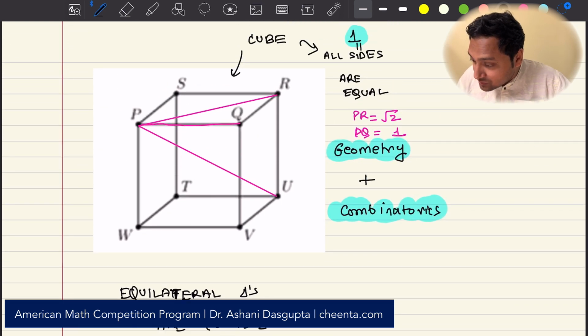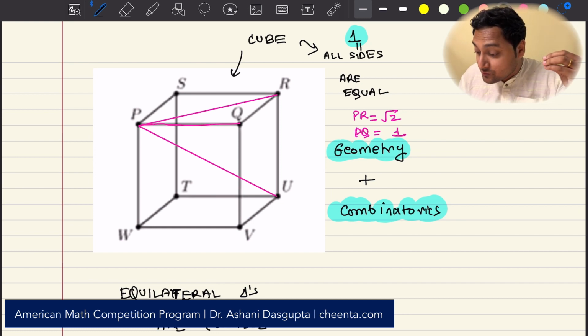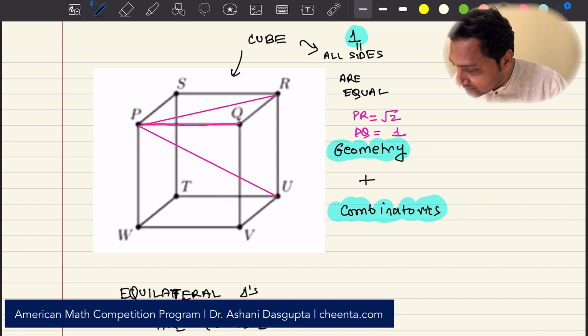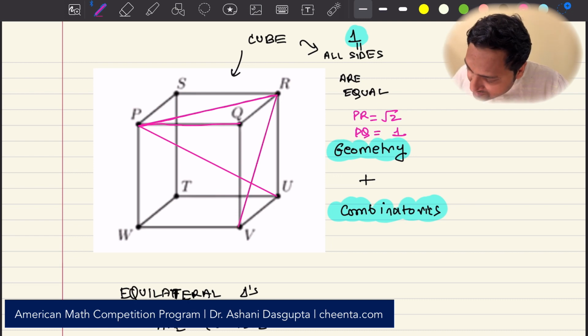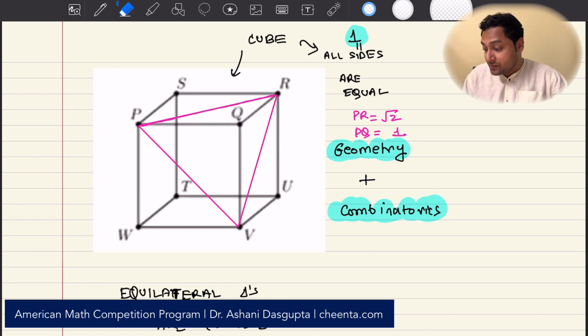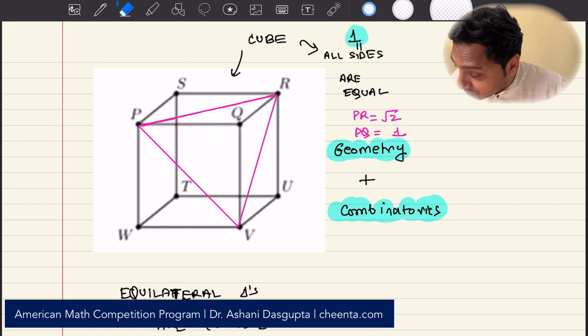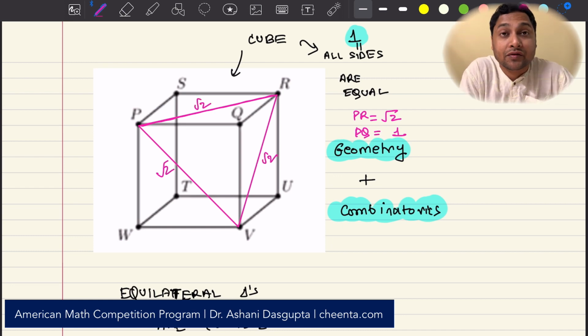Okay. So now the question is, we want to build equilateral triangles with P as a vertex. So let me draw one such equilateral triangle. We will use the color pink, and I'll join PR, PV, and RV. Let me delete the other lines just to remove confusion. So all of these sides are square root of 2 units. So that's an equilateral triangle.